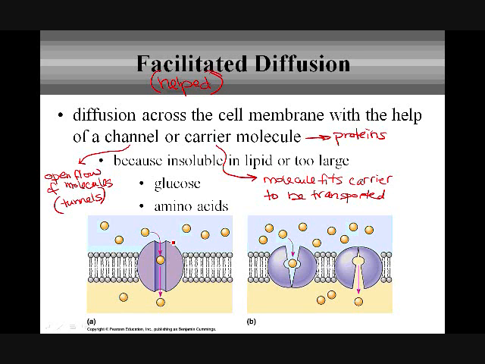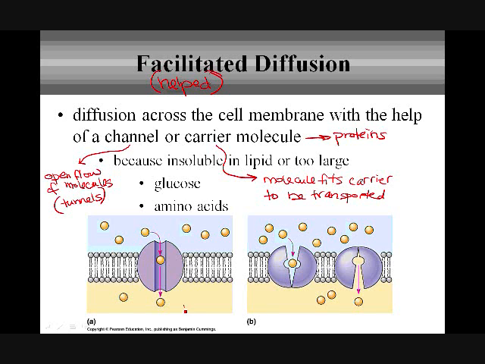So as you can see, in this case over here, we're looking at an open channel where molecules are just able to flow through, versus here we're looking at a carrier molecule where a molecule has to move in, it needs to fit into a specific mold or a specific location, and then that fit triggers it to be moved across the cell membrane.